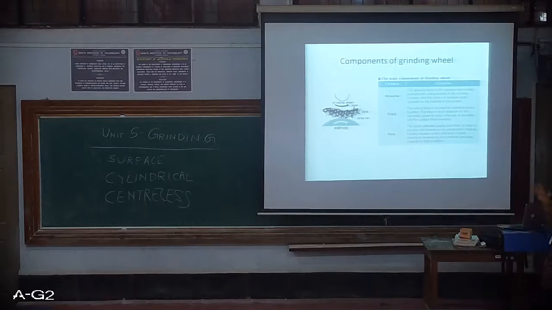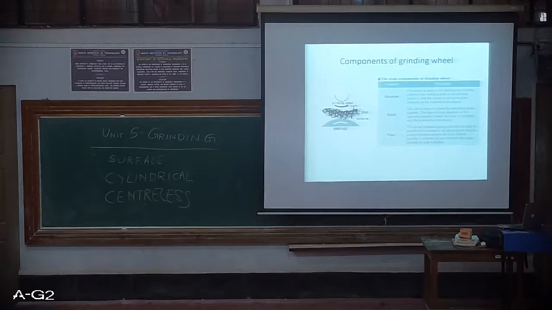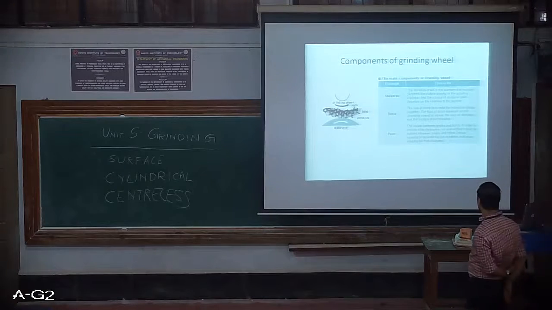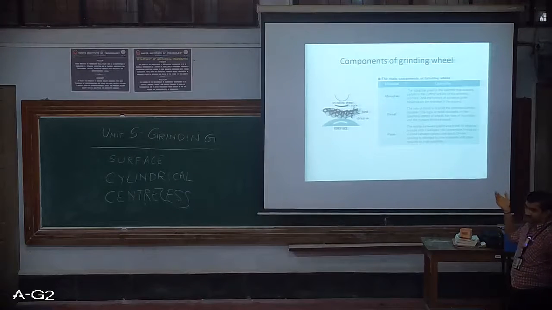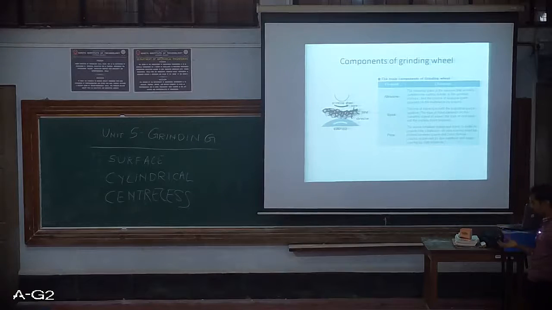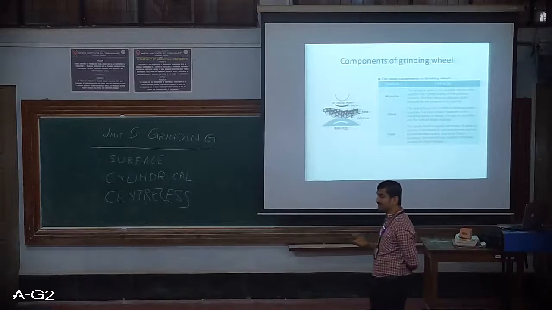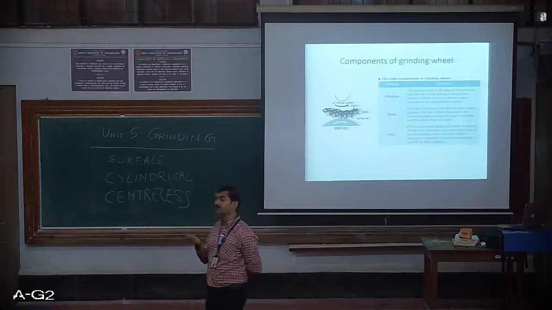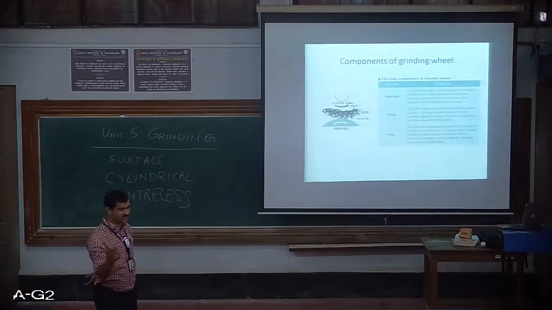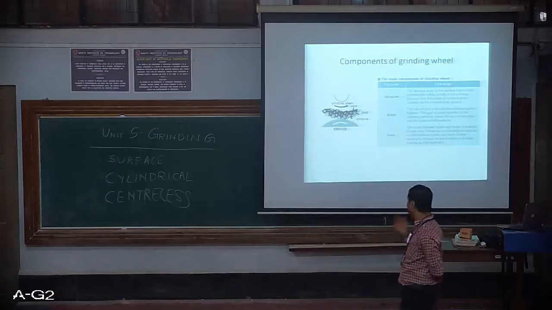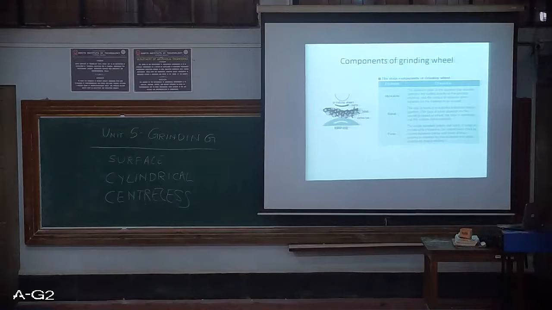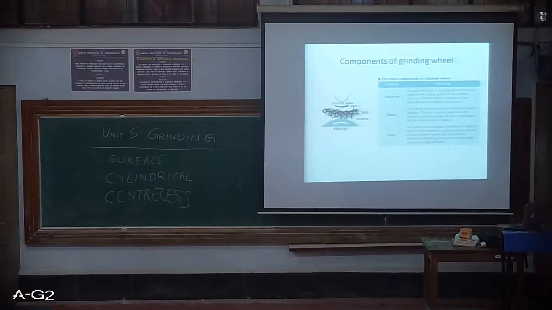Based on that you have to select the bond, because everything affects there. Next is pore. This exists between the chips or the grains and the bond. Why is this pore essential? To throw away or push the abraded work material, means the chips that are eliminated because of this grinding, need to be pushed to the outside of the work surface, or through this grinding wheel. Otherwise they will get stuck, right? So it has to be pushed.